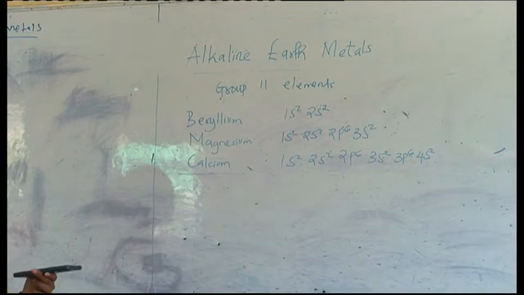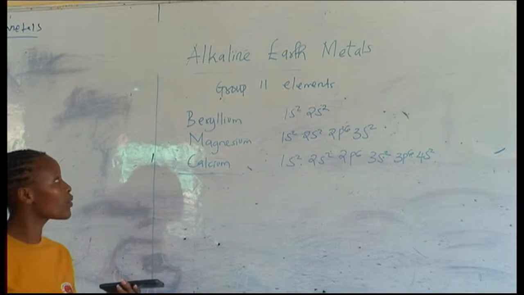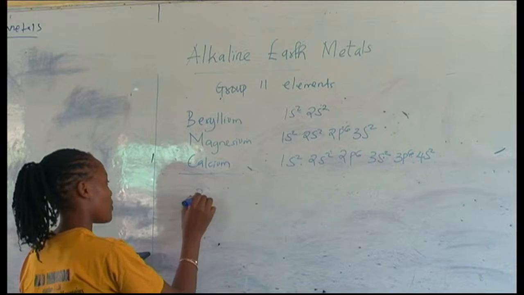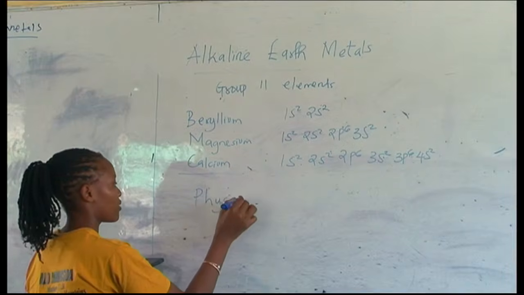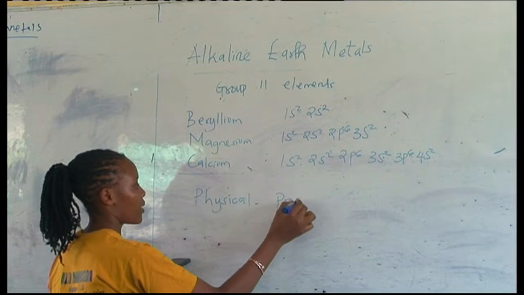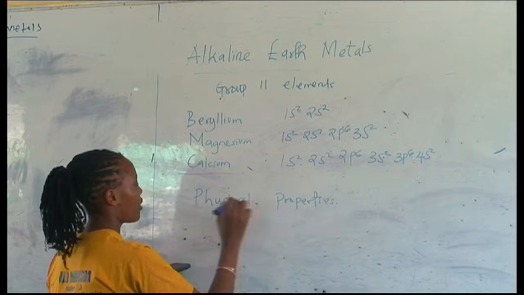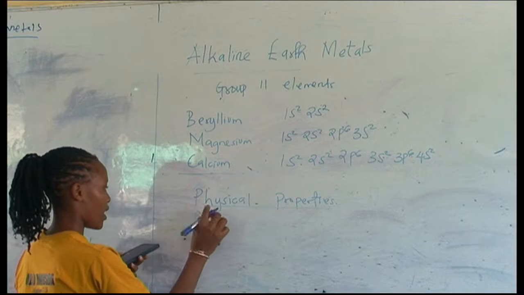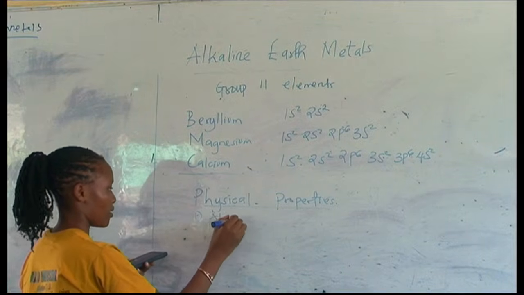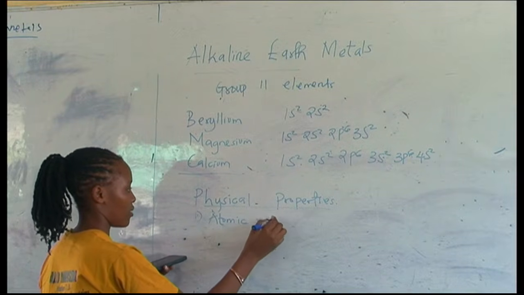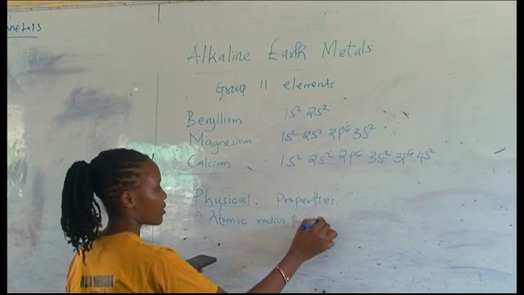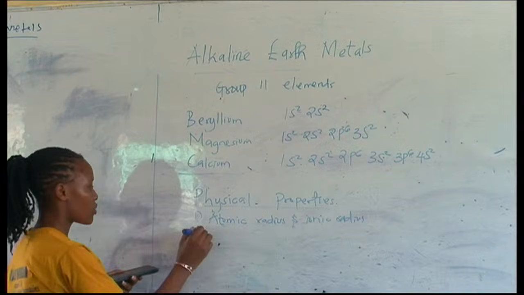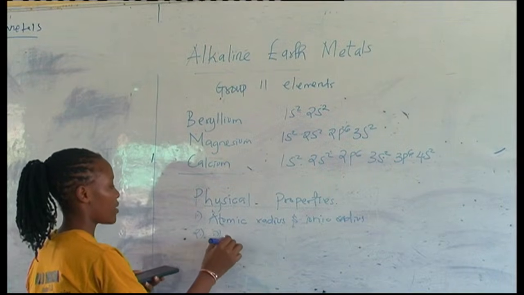Now, after looking at the electron configuration of the elements in group 2, another thing that we're going to talk about is their physical properties. Under physical properties, we are going to talk about number 1, atomic radius, and ionic radius. We are also going to talk about physical appearance.